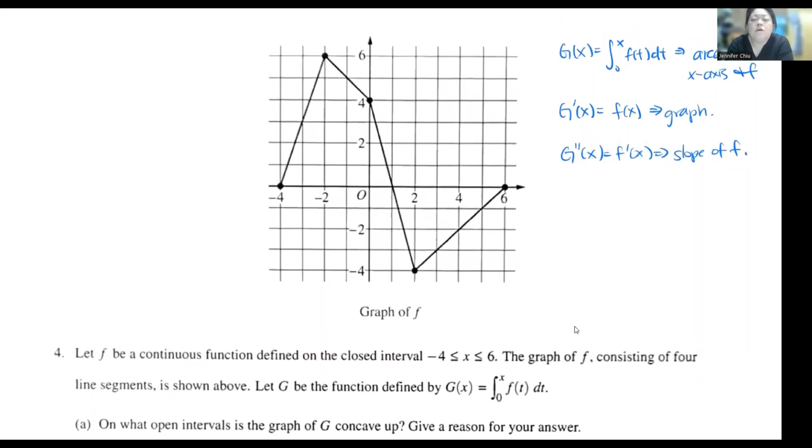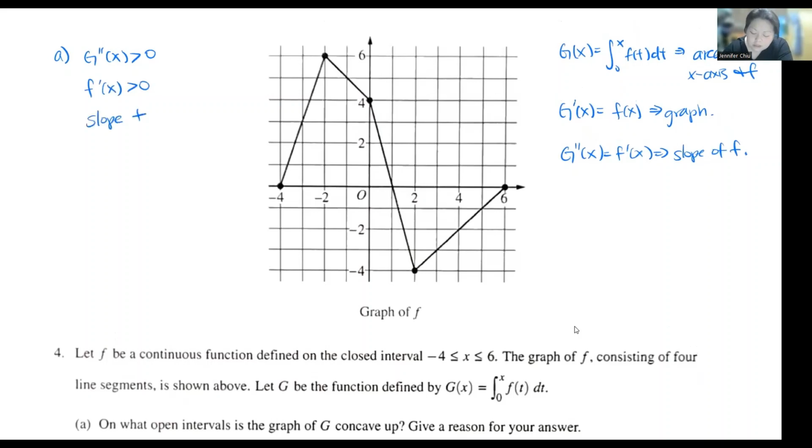All right, so on what open interval is the graph of g concave up? Give a reason for your answer. So which one of these gives us concavity? The second derivative. So in part A, we're really looking for when g double prime of x is greater than 0, right? Because it's concave up. So I'm really looking for f prime of x greater than 0, which means when is my slope positive?